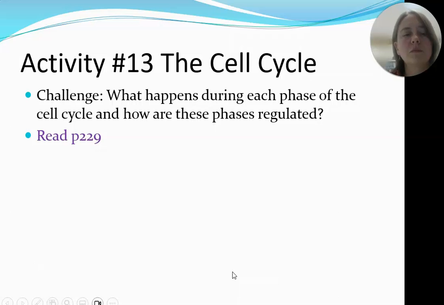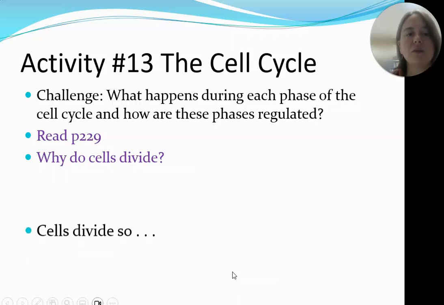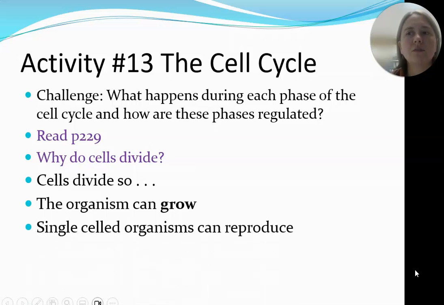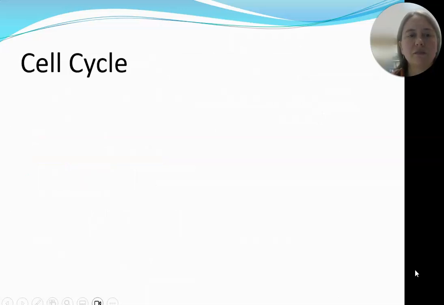So we will together in class read page 229, and we should be able to figure out why cells divide. You don't have to write this, but make sure you're paying attention. So now please write this. Cells divide so you don't need to write the purple stuff, but please write the black. The organism can grow. Single-celled organisms can reproduce. Bodies can repair themselves. So that is why cells divide. So it's pretty important. So please write those down.